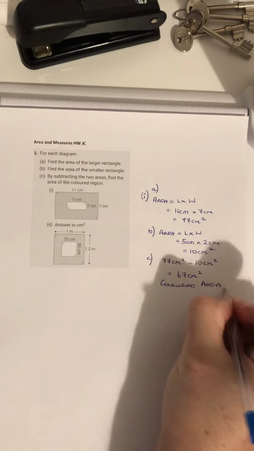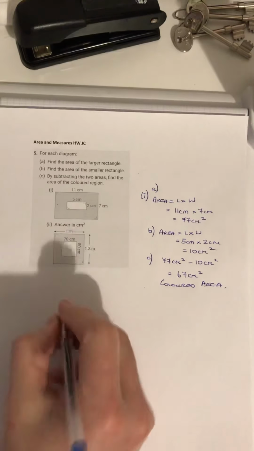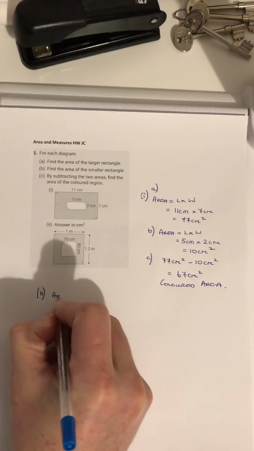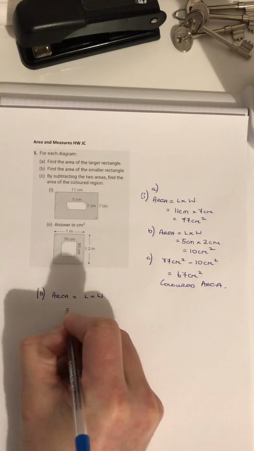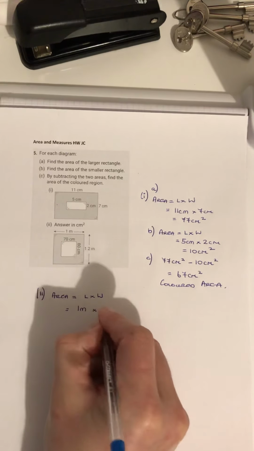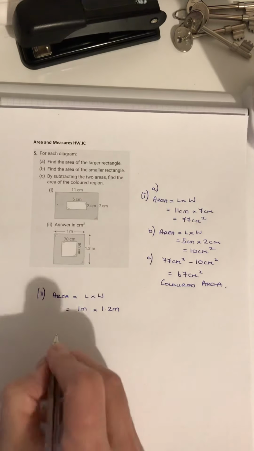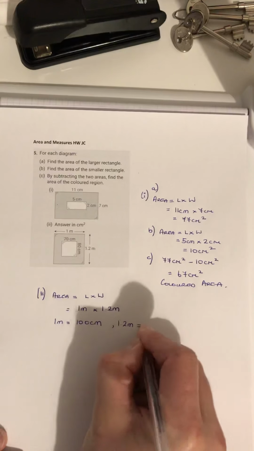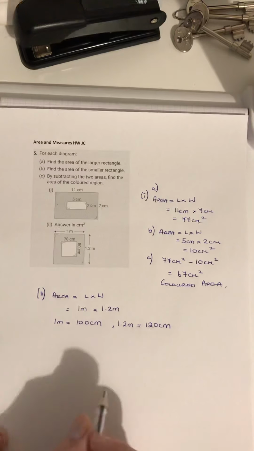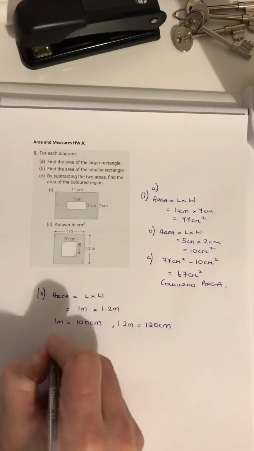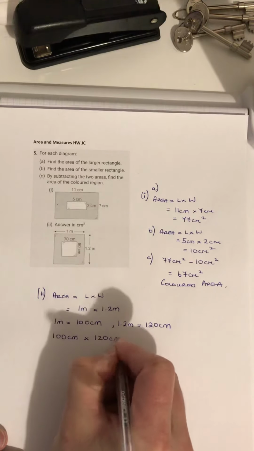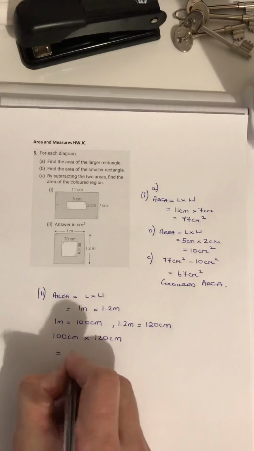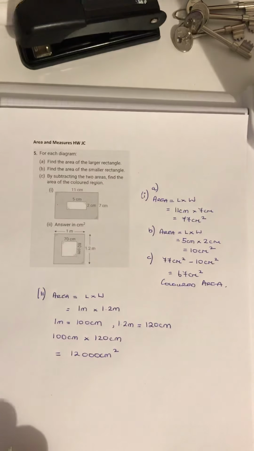area. So that's for the first part, okay? A, B and C. And then for the second part, part 2. Right, now we need to find the area of the bigger rectangle again. So the area again is equal to the length by the width, which in this case is 1 meter multiplied by 1.2 meters. Now the trick here is, we know that 1 meter is equal to 100 centimeters. So 1.2 meters will be equal to 120 centimeters. So we're keeping it the same in centimeters. So 100 centimeters multiplied by 120 centimeters is equal to 12,000 centimeters squared. So that's the big rectangle.